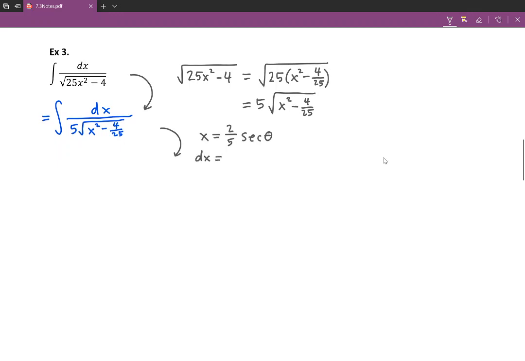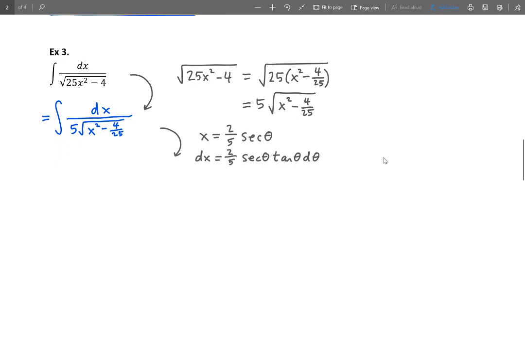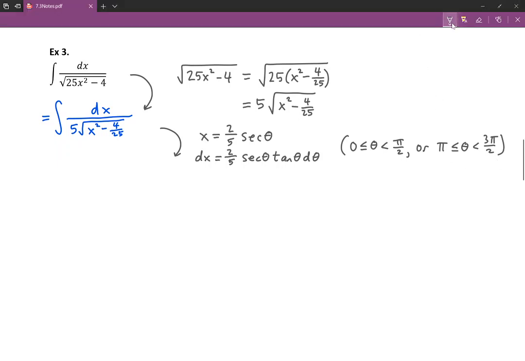Now the dx here will be 2/5 secant theta tangent theta, because the derivative of secant theta is secant theta tangent theta. And one more thing is we'll mention the restriction on theta. For secant, it's kind of a long one. That makes secant theta 1:1 and allows you to drop the absolute value bars in just a moment. Whoops. Okay, need that there.